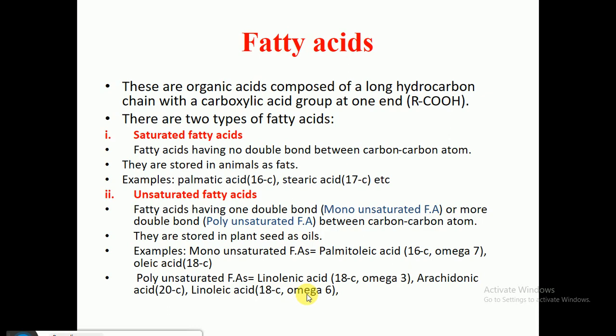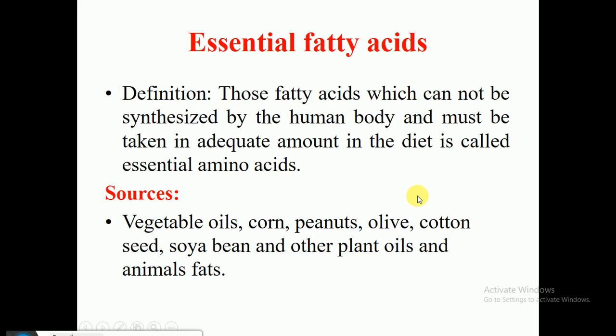So it comes under the category of unsaturated fatty acid. Now onward, I'm going to discuss what essential fatty acids are. Essential fatty acids are those fatty acids which cannot be synthesized by the human body and must be taken in adequate amounts in the diet. They are called essential fatty acids.